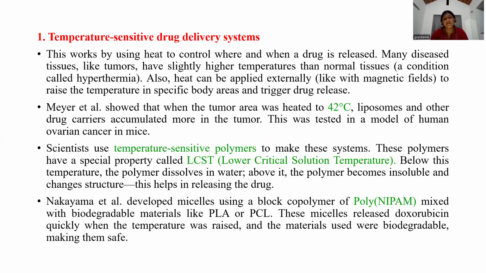The first one is the temperature sensitive drug delivery system. This works by using heat to control where and when a drug is released. Many diseased tissues like tumors have slightly higher temperature than normal tissues, a condition known as hyperthermia. Also, heat can be applied externally, like with magnetic fields, to raise the temperature in a specific body area or trigger the drug release. Mayer et al. showed that when the tumor area was heated up to 42 degrees Celsius, liposomes and other drug carriers accumulated more in the tumor. This was tested in a model of human ovarian cancer in mice.